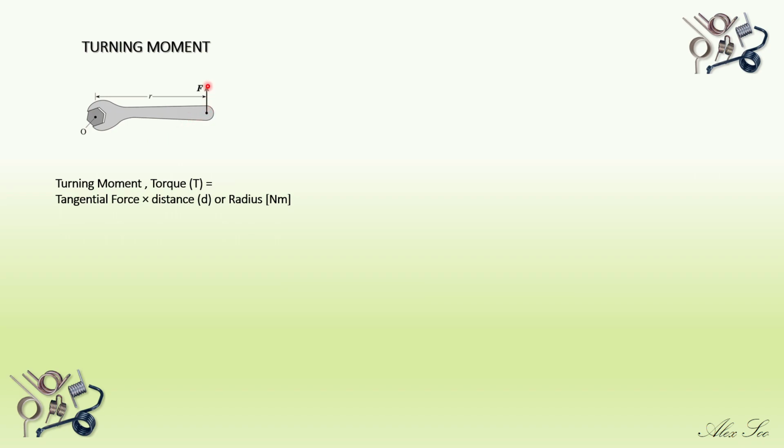The line of action of the force F is at 90 degrees to the distance here, which we call the radius, because when you turn this, it will move in a circular path. So when it moves in a circular path, of course we can call this a radius or a distance about the point O. That is turning moment or torque. The failure of any object or shaft due to torque is called torsion.